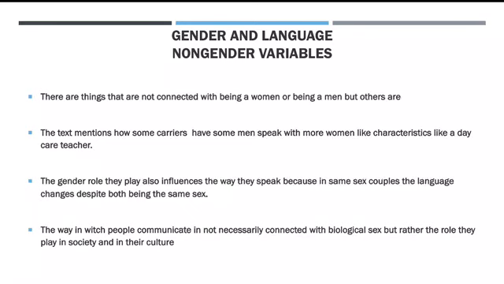Because even a man in the United States will be drastically different from a man who is from the Middle East or Asia.